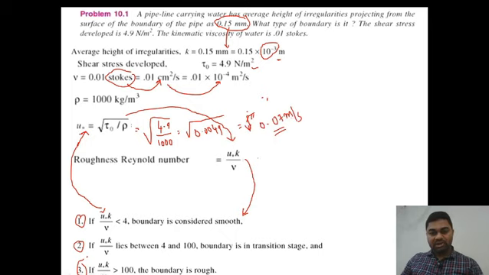Substitute this value in this equation. Our shear velocity is 0.07, into the value of k, which is 0.15 into 10 to the power of minus 3, divided by the kinematic viscosity, 0.01 into 10 to the power of minus 4.